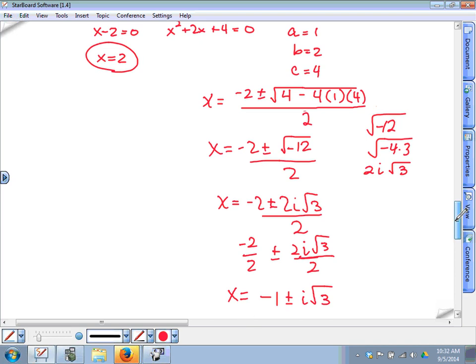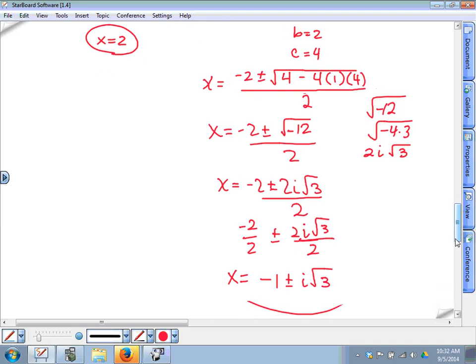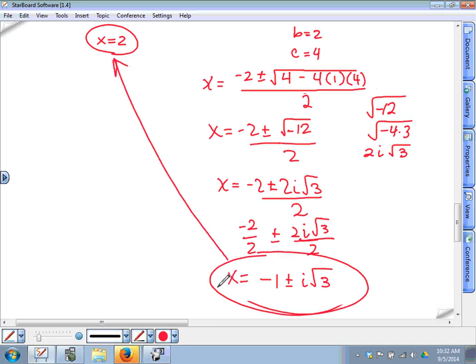What do you report? If this were a test, what would you report as your final answer? Just this? And x equals 2 as well. And x equals plus or minus -1 plus i root 3. And that's not the shortest process. I wish it could be quicker. It does get quicker if you practice it.